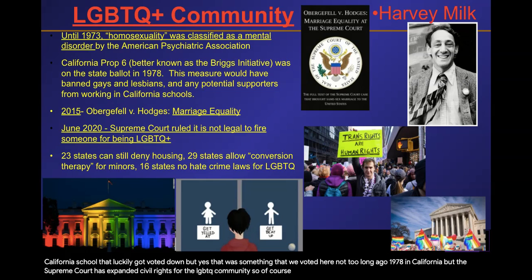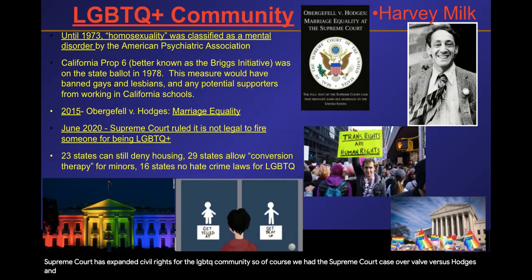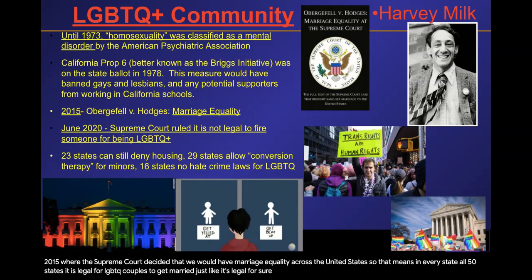So, of course, we had the Supreme Court case Obergefell versus Hodges in 2015, where the Supreme Court decided that we would have marriage equality across the United States. So, that means in every state, all 50 states, it is legal for LGBTQ couples to get married, just like it's legal for straight couples to get married.